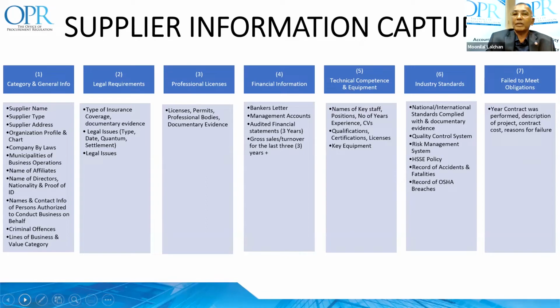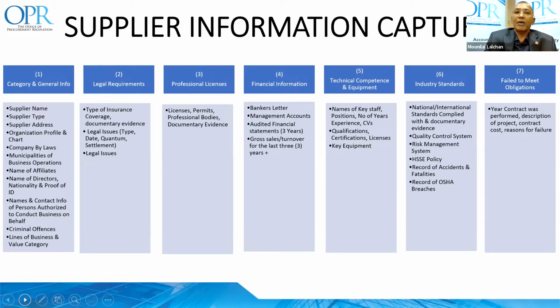If you have to fulfill certain industry standards like ISO certification, OSHA, recordable accidents and incidents, HSE policy, risk management system, quality control system, all those are now required depending on the level of participation, because we are now categorizing it by value categories. So the higher up the value chain you go, the more information you have to provide for the office.